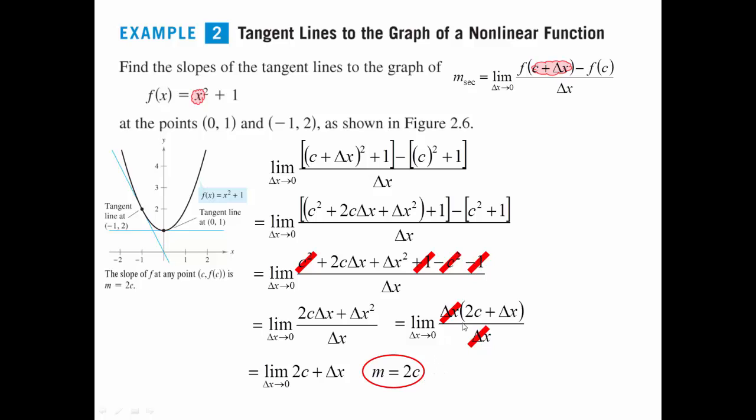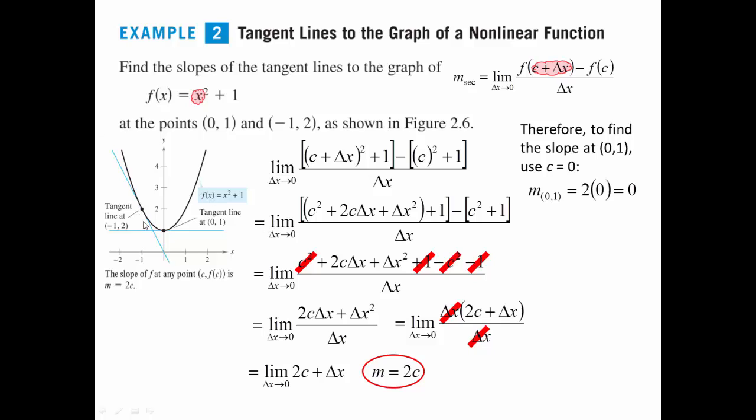So this is a little different from the last problem because we just had 1 point, but now we have 2 points, so that's why I left it as c, because I'm going to do it here with 0, and I'm also going to do it again with -1. So this gives me the slope everywhere on my graph, no matter what the x value is. We just have to plug it in here. Since I have 2 points here, I'm going to plug the 0 in for c. 2 times 0 is 0, so the slope at 0, 1 is 0.